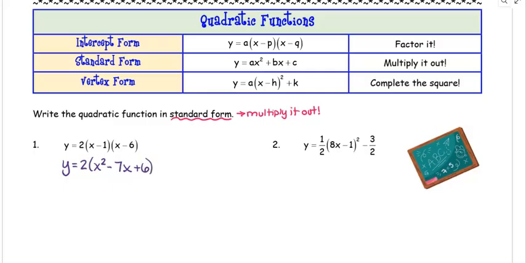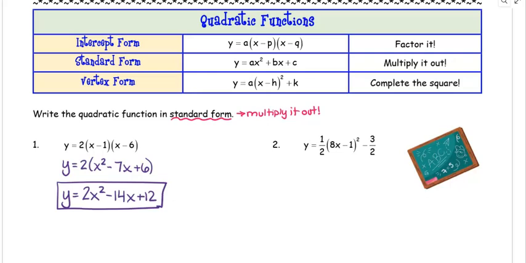I want to be able to distribute the 2. So I'm going to have y is equal to 2x squared minus 14x plus 12. And I've gone ahead and put that into standard form. Now, number 2 is in vertex form. Again, I want it to be in standard form. I need to multiply it out.